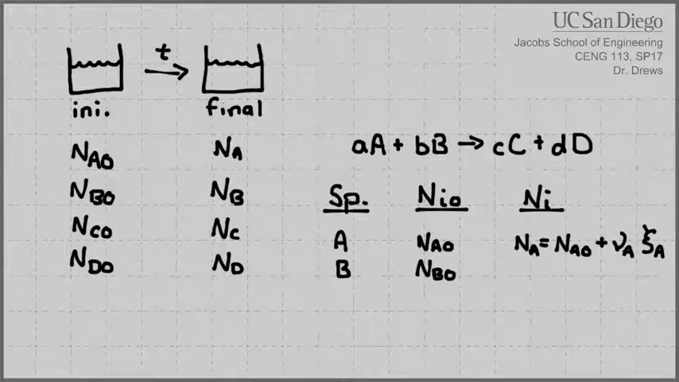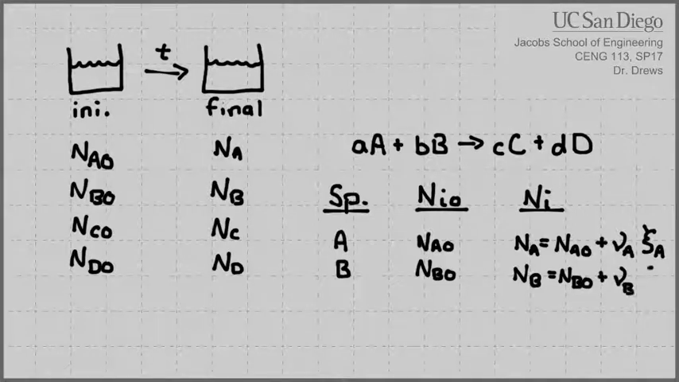So if we want to know what's happening to species B, we would write N sub B is equal to N sub B0 plus the stoichiometric coefficient of B times squiggle. I'm putting a subscript A on all those squiggles. If there's only one reaction, you don't need a subscript. But you may recall from CENG 100, if you have more than one reaction, there's more than one squiggle. I'm just saying subscript A to keep it in mind that it's with respect to this particular reaction up top. And that's the way that we did things in CENG 100.